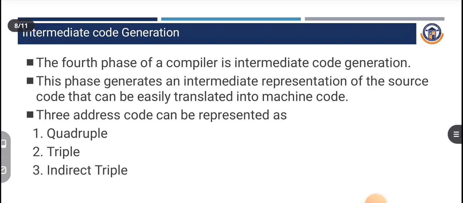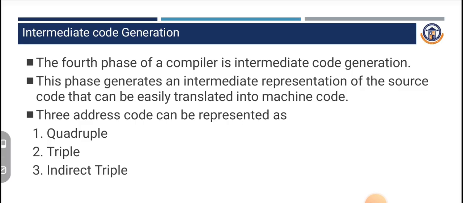The first three phases of the compiler, that is the lexical analysis, syntax analysis and semantic analysis, are the analysis phases. The intermediate phase is not the front end of the compiler and not the back end of the compiler. That is the middle part. There are totally six phases in the compiler. The first three phases are the analysis phases. The last two phases, code optimization and code generation, are the back end of the compiler.